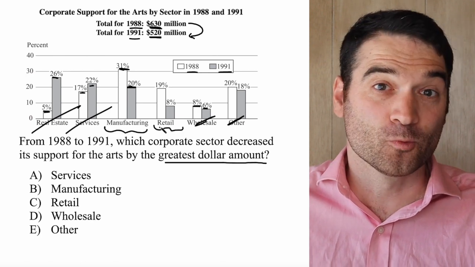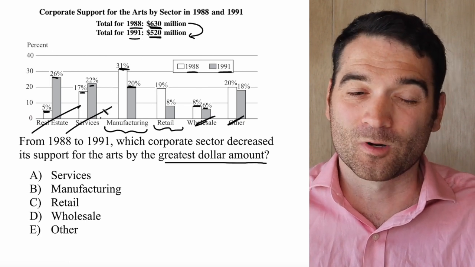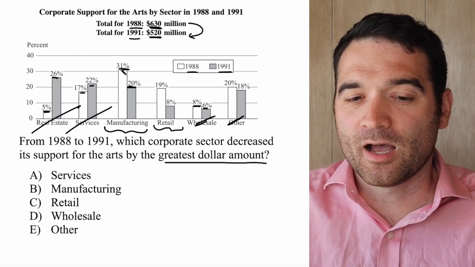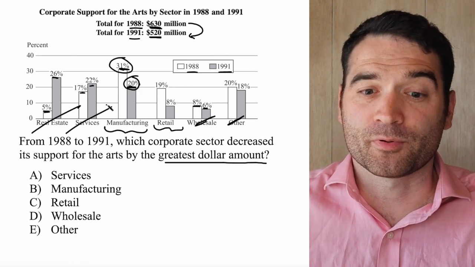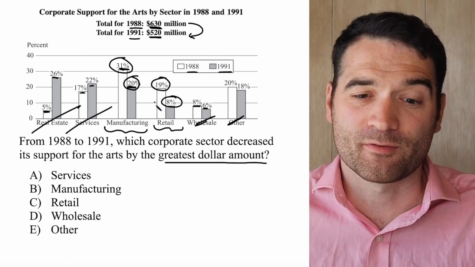Manufacturing and retail. And again, if you really, really want to, you can just plug and chug the numbers in. It's not the end of the world. But here's the common sense approach, right? 31 to 20 is 11%. 19% to 8% is also 11%.